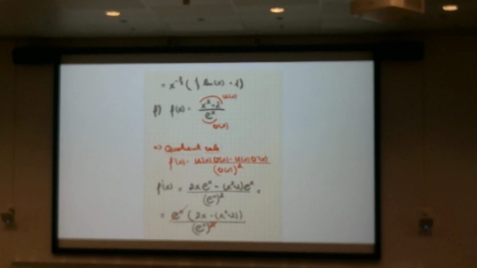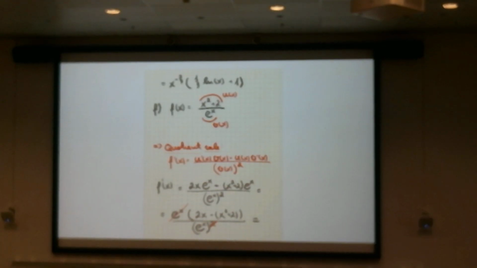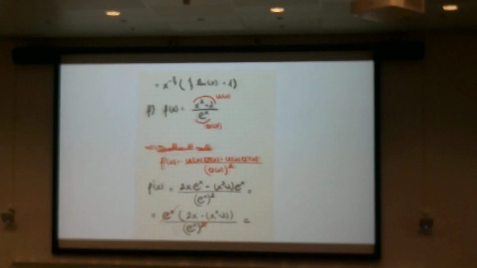And now we can just fix this one, because we have minus x squared plus 2. So we can just open the brackets by recognizing that we have a minus in front. So this leads to 2x minus x squared minus 2 over e to the power of x, like this.